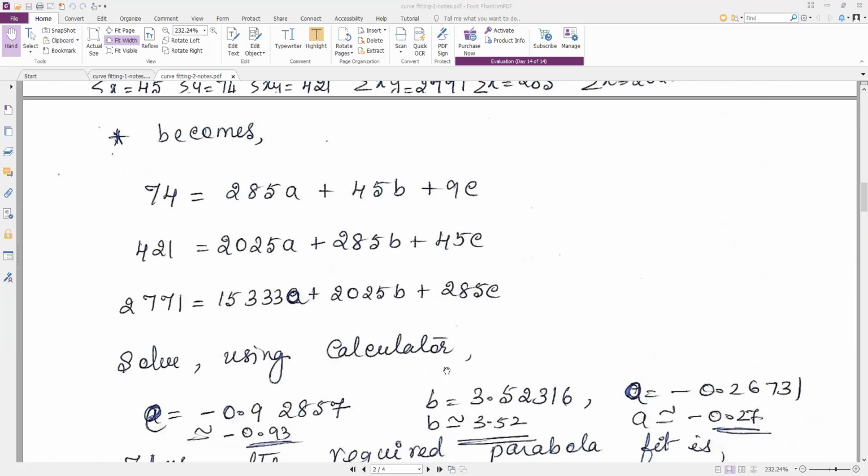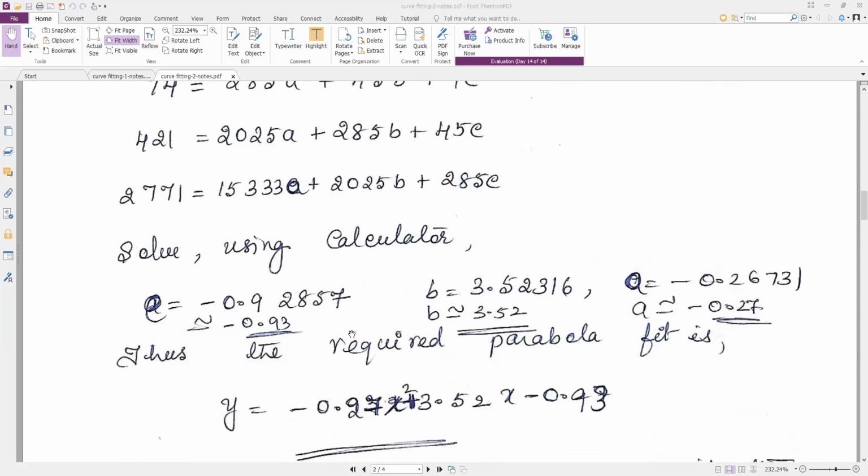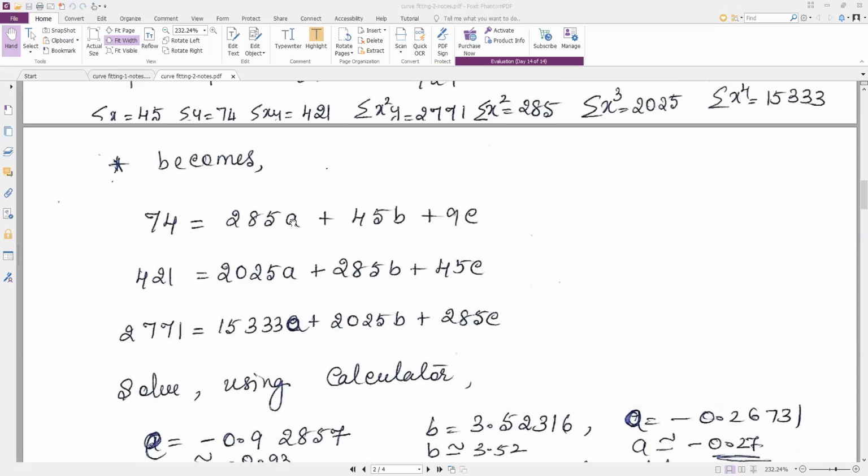Now again using your calculator, take your calculator, in that press mode button, in that equation mode. So press equation mode, in that how many unknowns? It is given 3 unknowns, right? So press 2, 3 unknowns. Then press the coefficients 285, 45, 9, then 74, this, then this, like that you fill all the numbers here. That gives you automatically the first value. First value is what? A. You will get A value, then B value, then C value.